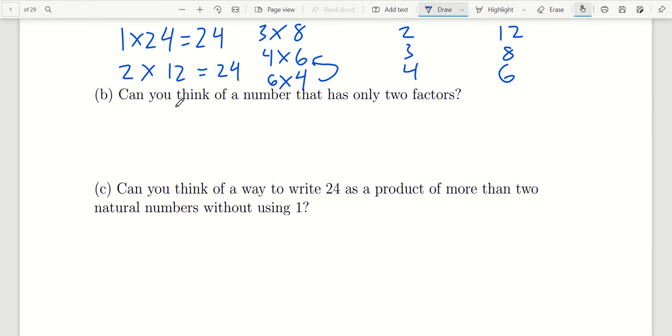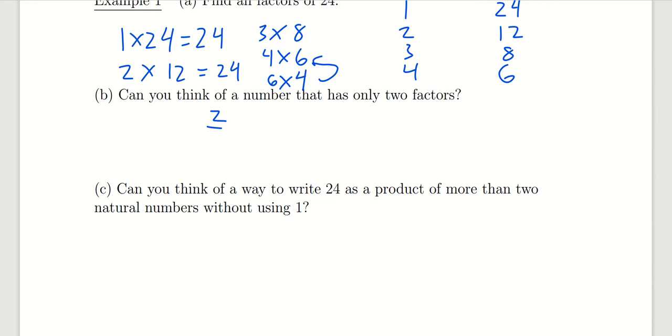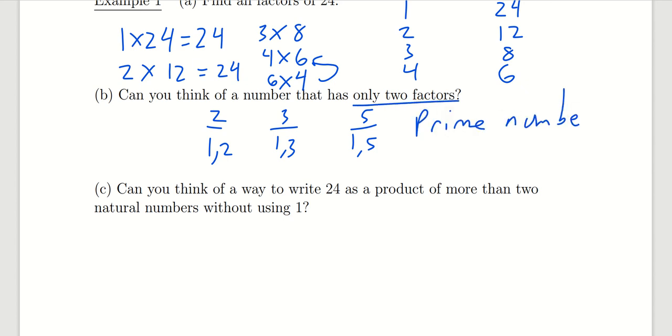Part B says, can you think of a number that has only 2 factors? One example would be the number 2. The only factors of 2 would be 1 and 2. 3 is another example, as is 5. And in general, this is the definition of a prime number. A number is prime if it only has 2 factors, and those factors will always be the factor 1 and the number itself.